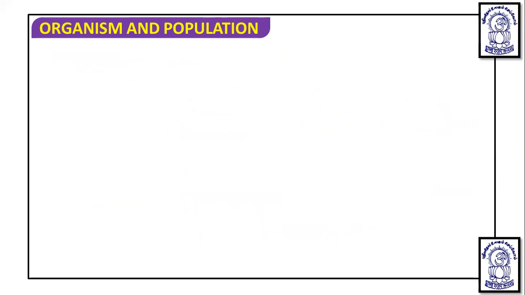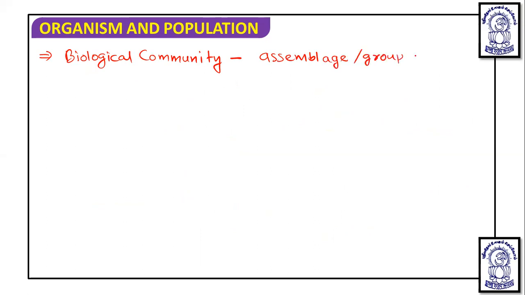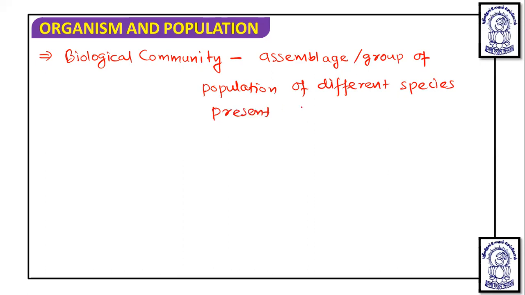So individuals of the same species found in a given area are combined and known as a population. When several populations combine, they form a biological community. A biological community is an assemblage or a group of populations of different species present in an area.